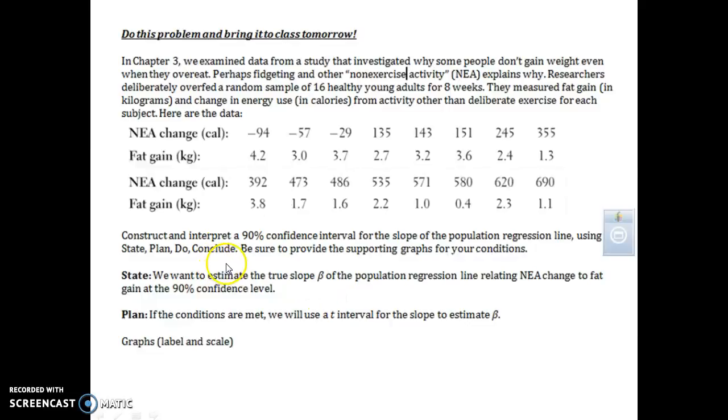Okay, because we have not done a full State, Plan, Do, Conclude, I went ahead and gave you the State and the Plan part. So I want you to read through this. I want you to learn from this to make sure you can do it the next time. We're going to construct a 90% confidence interval, so be careful with your t*. You'd find that using n-2 for your degrees of freedom. And then there are some graphs you're going to need to do so that you can check your conditions. Now we have done the conditions, so I feel confident you can do those. I want you to do a scatterplot, a residual plot, and also a normal probability plot of your residuals.